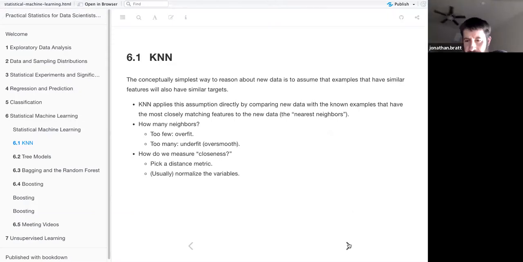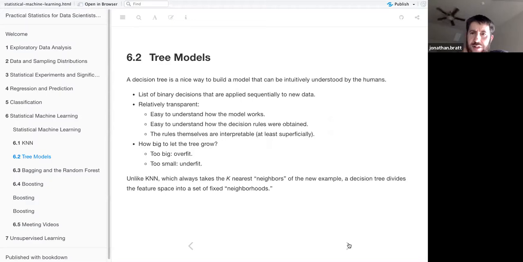Now, I like thinking about tree models, which is the next kind of model. Compare and contrast this to KNN. A tree model is a decision tree, basically, right? One of the nice things about a tree model is that it kind of mimics the way in which humans might think about a model.